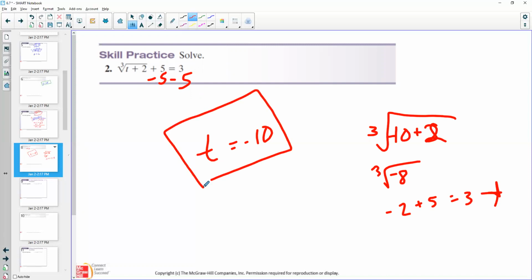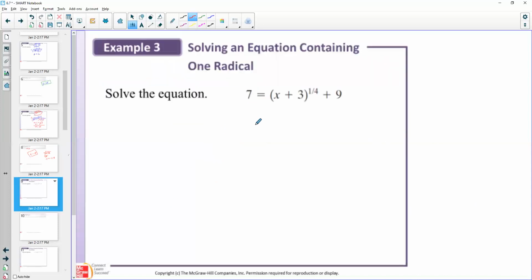You have to check in the problem that you are doing. Okay? All right, let's try this one. This one is crazy looking, but really it's the same thing. It just is written in a different form. So remember that the 1/4 power is the same as a 4th root.